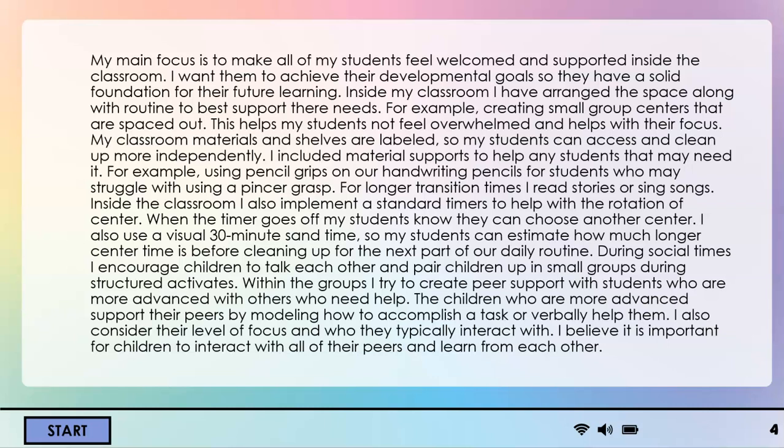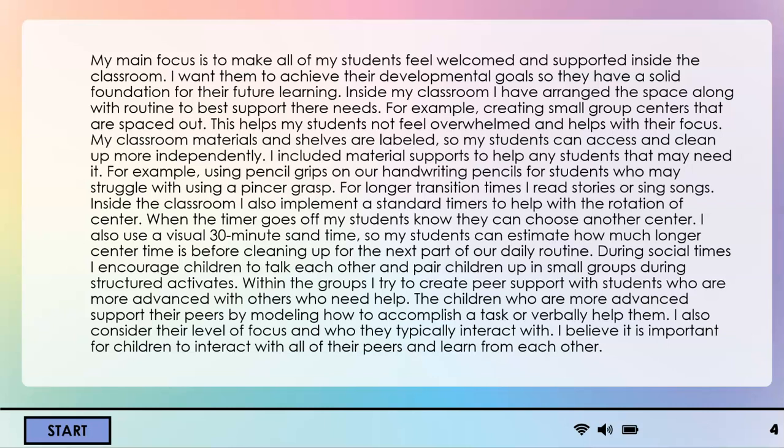My classroom materials and shelves are labeled so my students can access and clean up more independently. I included material supports to help any students that may need it. For example, using pencil grips on our handwriting pencils for students who may struggle with using a pincer grasp. For longer transition times, I read stories or sing songs.